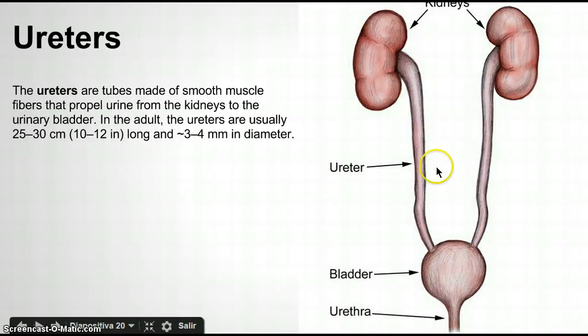Ureters. The ureters are tubes made of smooth muscle fibers that propel urine from the kidneys to the urinary bladder. In an adult, the ureters are usually 25 to 30 centimeters long and 3 to 4 millimeters in diameter.